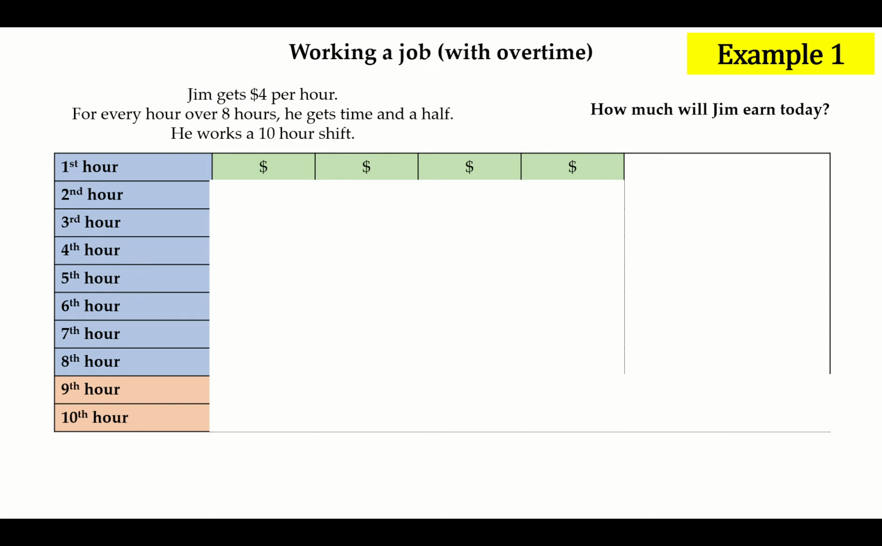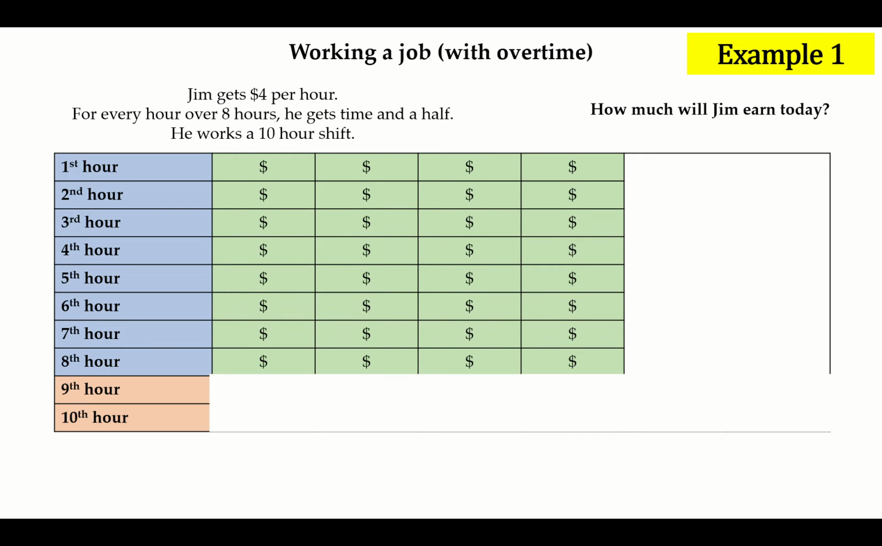So, basically, for the first hour there are $4 signs here, which means he's earned $4 in this hour, which is consistent with our starter information. Jim gets $4 per hour. That's why there are $4 signs next to the first hour. And he gets it every hour, we know that. So second hour, $4. Doesn't change.